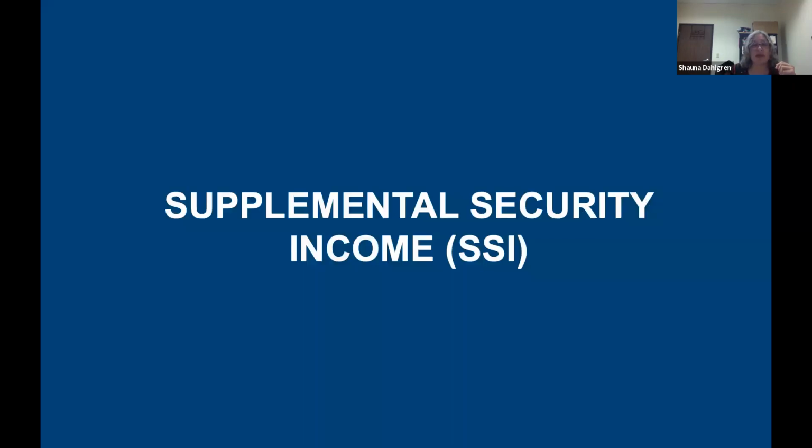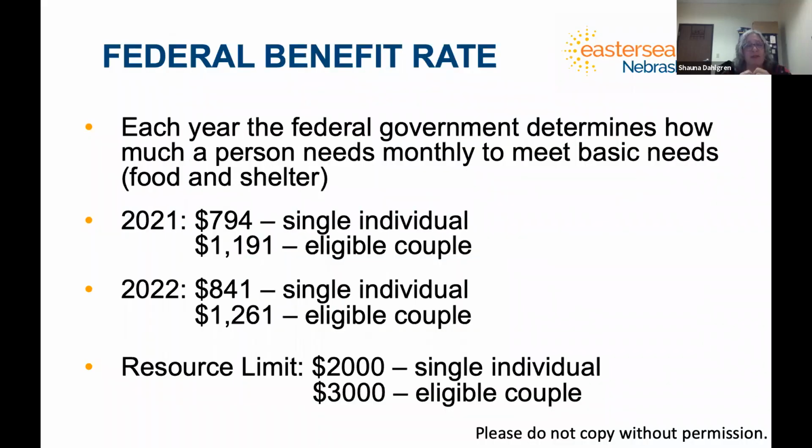So we're going to talk first a little bit about SSI. If you're familiar with SSI at all, then you might already know that this is a benefit that is intended to pay for basic needs, really just food and shelter. On the slide, we have listed the federal benefit rate for both 2021 and 2022. It's late enough in the year that we do have the COLA increases for 2022. Right now, the maximum amount of SSI an individual can receive is $794 a month, and in 2022, the maximum amount will go up to $841 for a single individual.